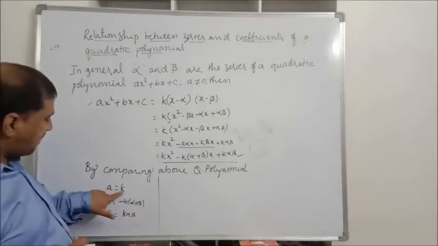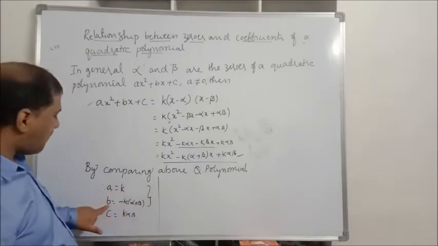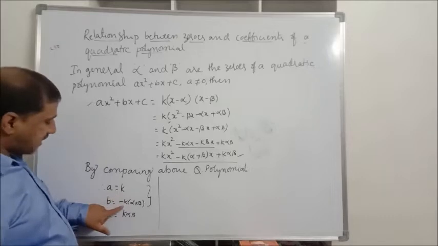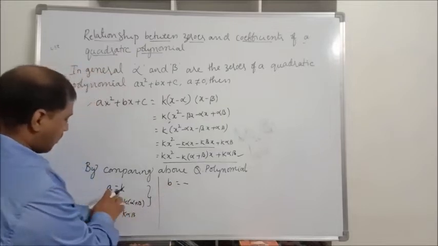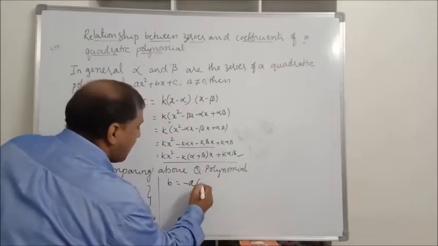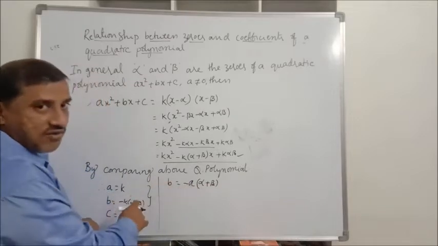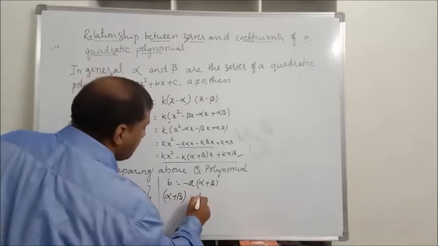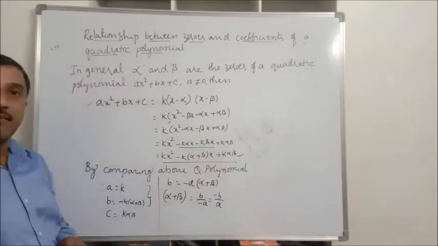Now from these equations, a is equal to k and b is equal to minus k into alpha plus beta. Substituting a in place of k, we get b is equal to minus a into alpha plus beta. Now transpose minus a to this side; it is multiplying, therefore it divides. By transposing, we get alpha plus beta is equal to b divided by minus a, that is minus b by a.